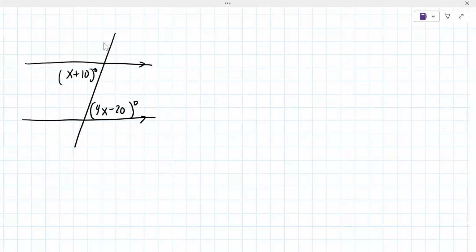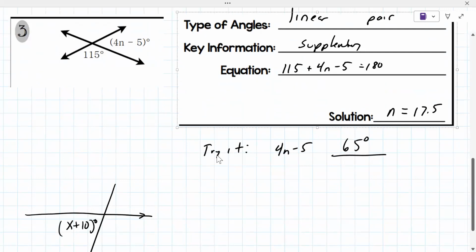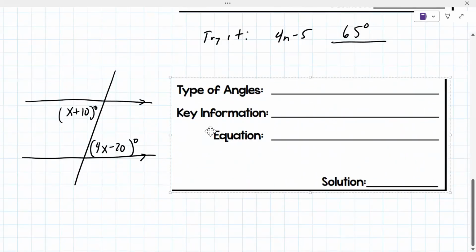And I'll do the same thing as the previous problem. This is your thought process. What types of angles are these? Key information. Are they congruent? Do they add up to something? Types of angles, alternate interior, and I think these would be congruent, add up to 180.